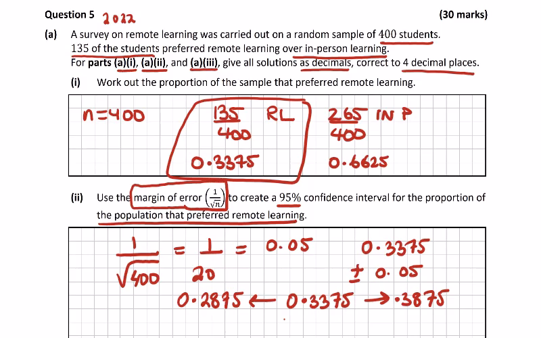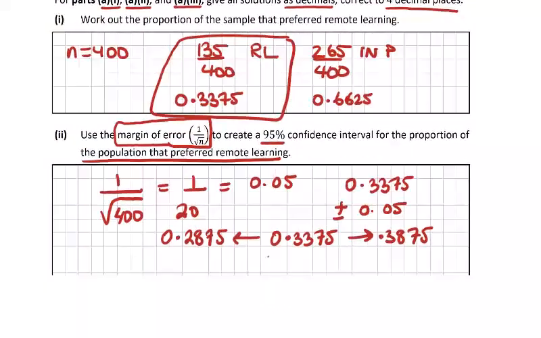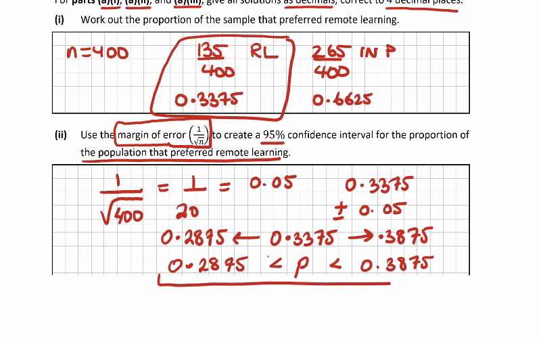So I would write it as P, for proportion, will be between these two numbers, 0.2875, so 28.75%, and 38.75%. We can say with 95% confidence, would prefer remote learning.